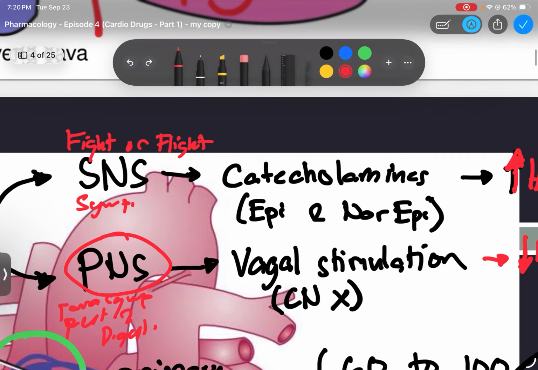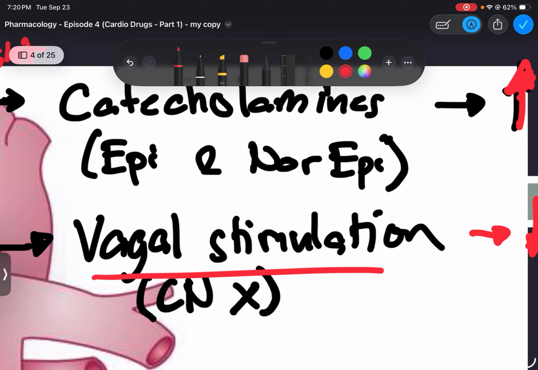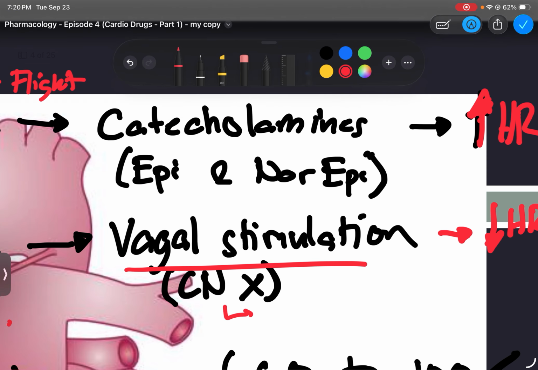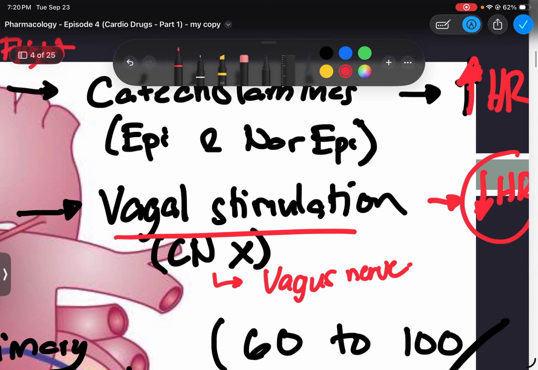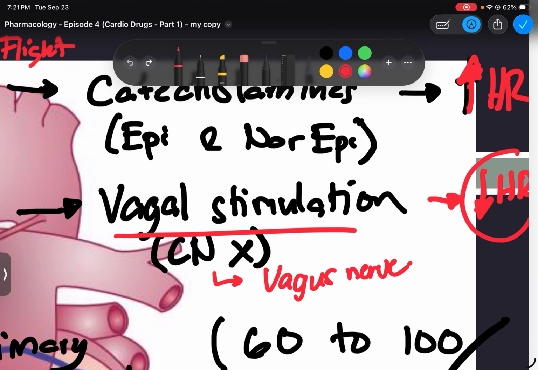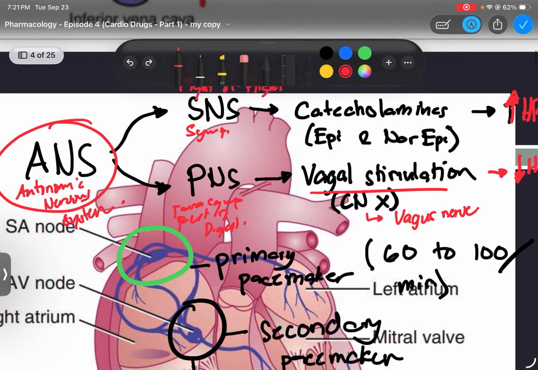Our parasympathetic nervous system, which is for rest and digest, is activated by vagal stimulation, or stimulation of what we call cranial nerve number 10, the vagus nerve. If this is stimulated, class, it will cause our heart rate to decrease.